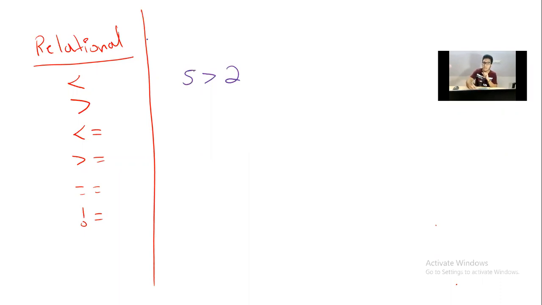So relational operator, let me move it here, it is disturbing. It always returns a Boolean value.